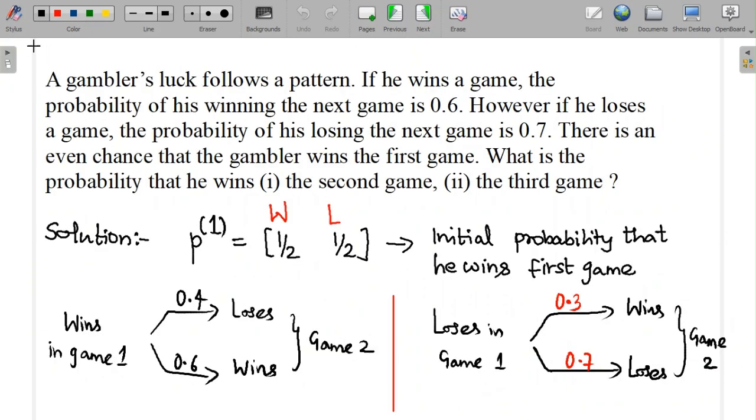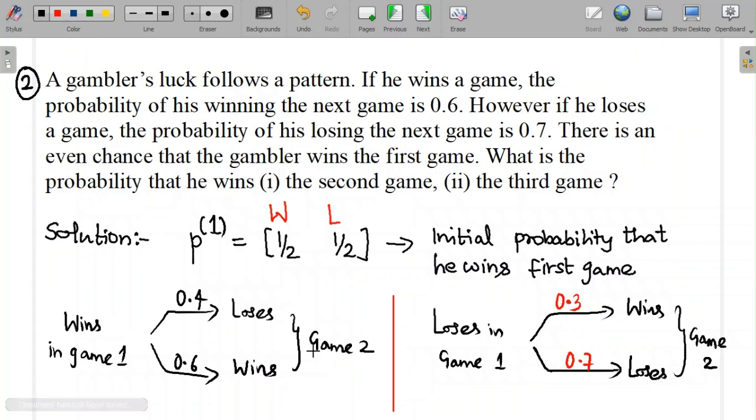The next problem I wish to discuss is based on a scenario of a gambler betting in a game. The question goes as follows. A gambler's luck follows a pattern. If he wins a game, the chance that he wins the next game is 0.6. However, if he loses the current game, the probability that he loses the next game also is 0.7. And we are given the extra information that there is an even chance the gambler wins the first game. With all this information, we need to find out the probability that he wins the second game and the third game.